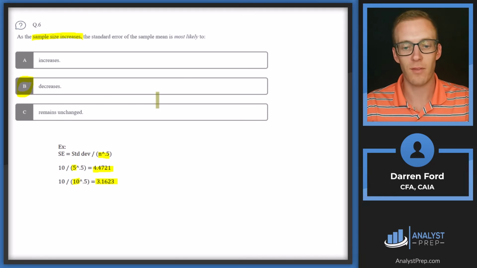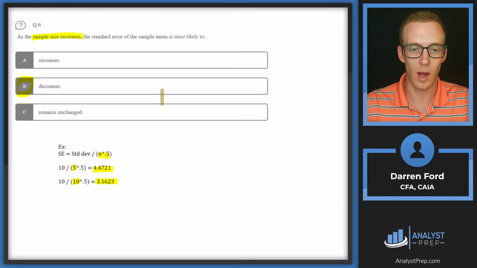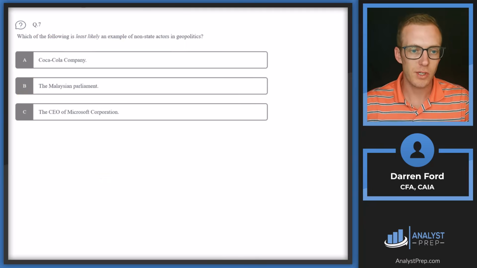And thinking about this more theoretically as well, as we have more and more observations, that should make our sample more accurate or representative of the population and lead to that lower standard error number as well. Answer B.